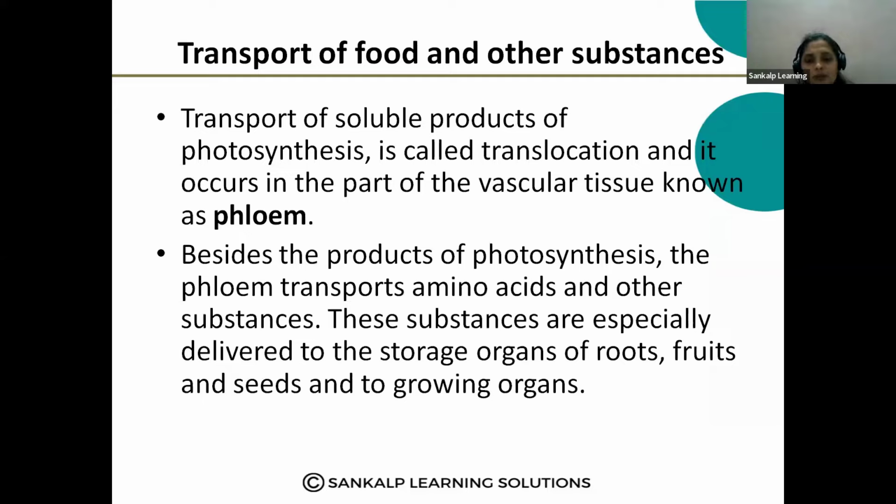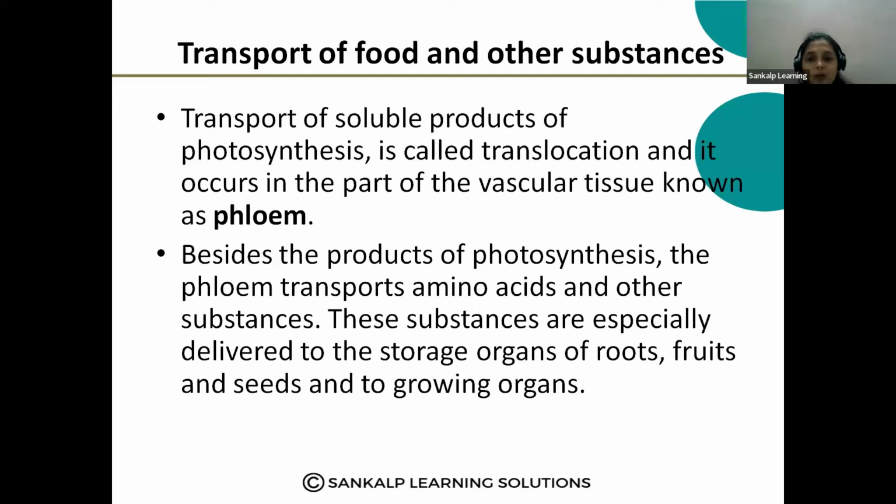But one more thing is the transportation of the food and other materials. Food transportation takes place by the specialized tissue that is called the phloem. Water conduction takes place from the roots to the leaves, because in the leaves there is a photosynthesis process. In the photosynthesis process there is a production of food material. So that should be transported to the different parts of the plant's body, and that should be stored in the different parts of the plant's body.